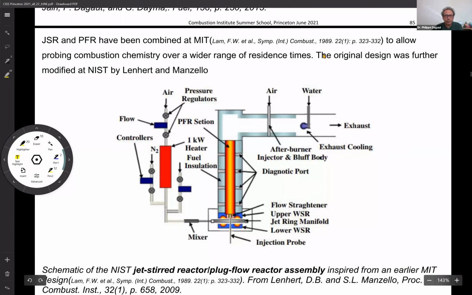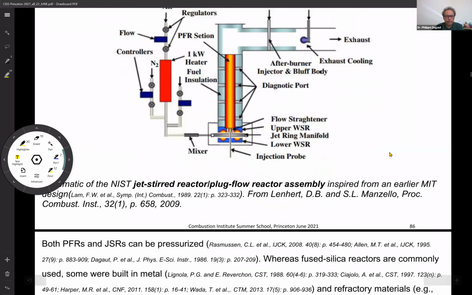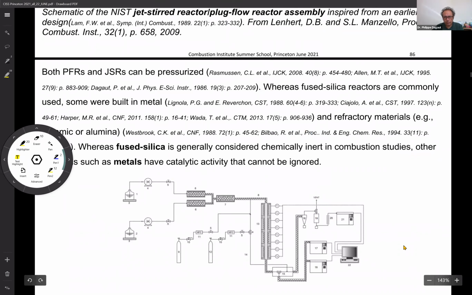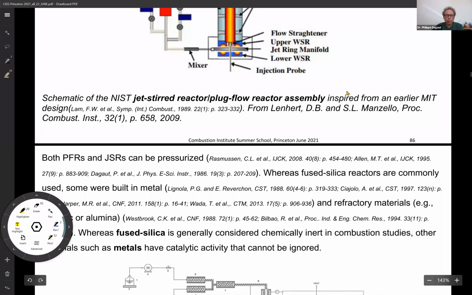This original design was later modified at NIST by Leonard and Manzello, and I think they used it to probe the formation of polyaromatics and soot. All these reactors can be pressurized. This is the reactor presented by Rasmussen and co-workers, which operates as a very high pressure plug flow reactor. The one that we use here in Orléans can operate up to 40 bars. At that time in 86, it was limited to 10, and it can go up to 40. Usually fused silica reactors, which you can also call quartz, are commonly used.